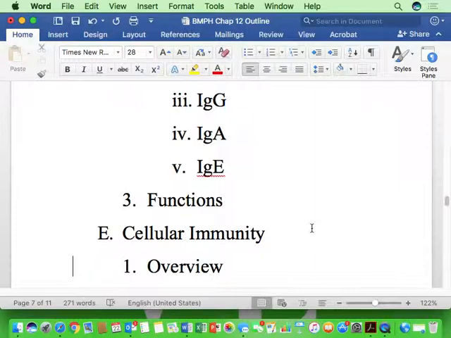So recall that cellular immunity is mediated by the T cells. And remember also we talked about that the T cells will not bind to a free antigen. They need the antigen presented to them by those APCs, those antigen presenting cells.